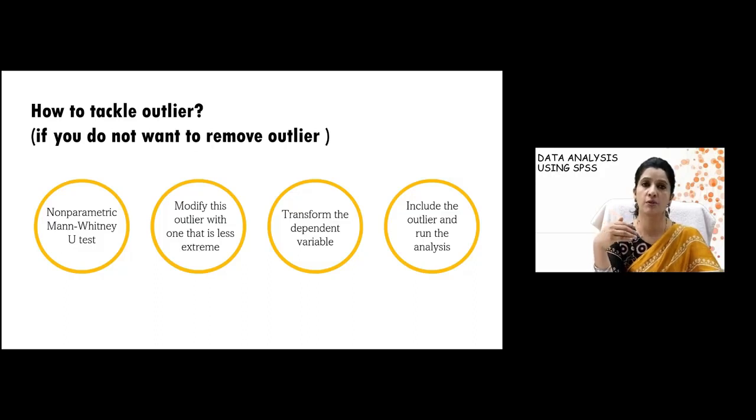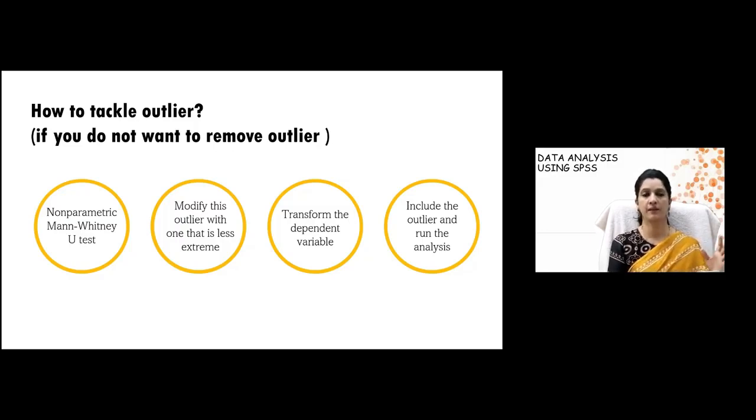The third option is to transform the dependent variable. In the transformation of the dependent variable, either you can do a logit transformation, or you can do a Z-score transformation. Or the safest and most important option is to include the outlier and run the analysis, because the one sample t-test and independent sample t-test are robust tests and are not usually affected by a few outliers. But again, if the outliers are many, as you will see in your data, then you need to use a non-parametric test.